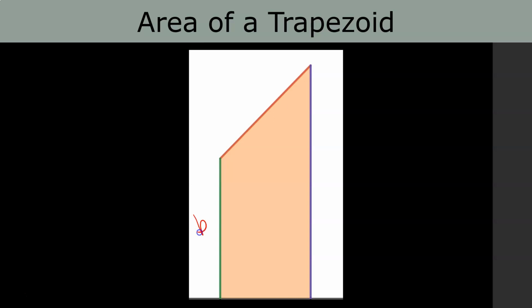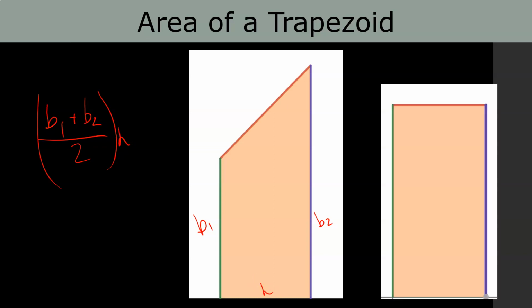Well, the parallel sides are called bases, and the area of a trapezoid is the average of the bases. So base 1 plus base 2 divided by 2. I just like it this way. Multiplied by the perpendicular dimension, I'll just call height, even though that seems weird. And what that really does is we get a rectangle with the exact same area, but this height of the rectangle is the average of those two bases.